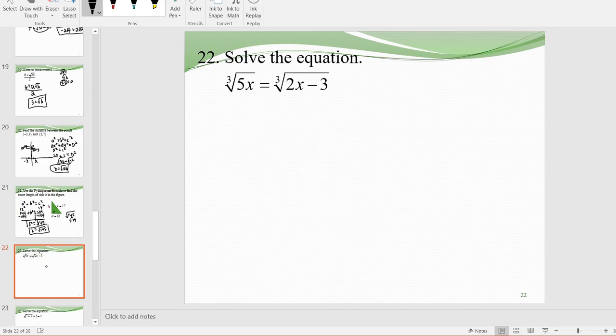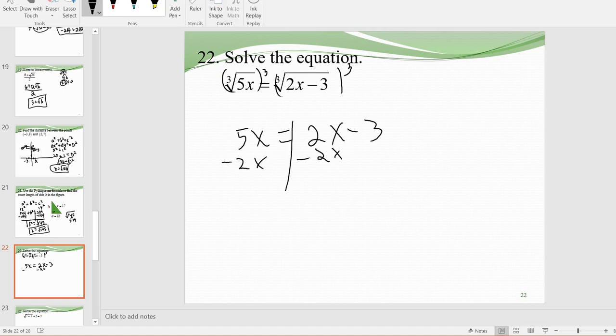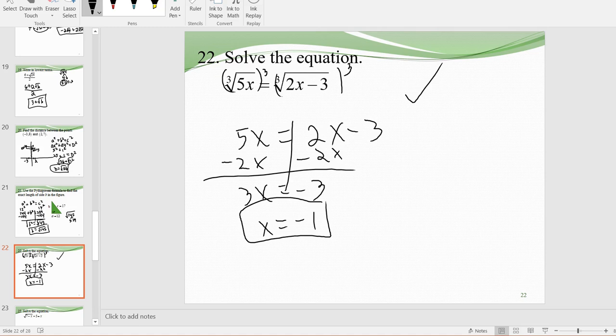Solve the equation. This should be give me points on the test. To undo a third root, we use a third power. I do it to one side, do it to the other. I get 5x is equal to 2x minus 3. 3x equals negative 3. Divide so that x equals negative 1. Make sure you stop and check these. Third roots don't actually have extraneous solutions. It's the even ones where we get the restrictions.